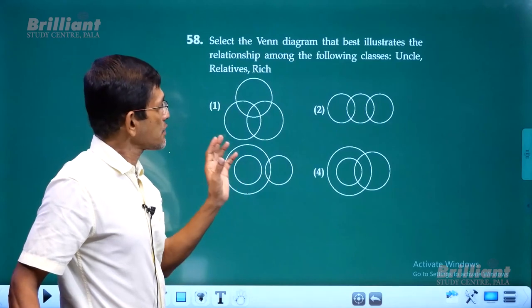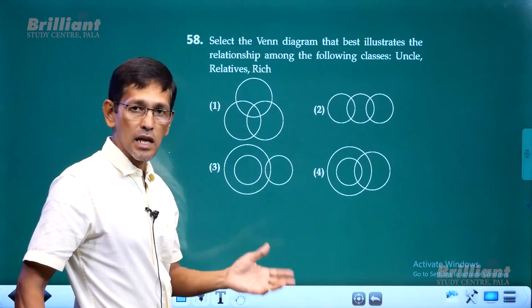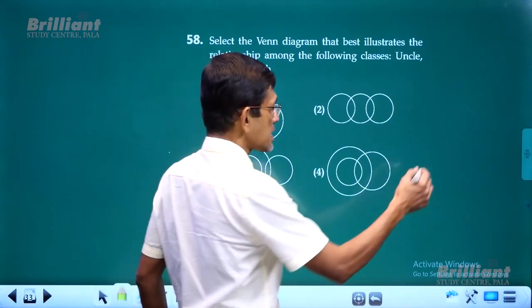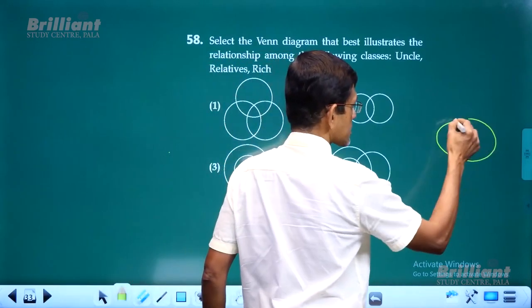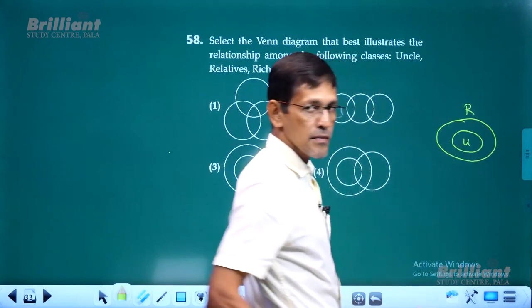So, well, we know that uncle is a relative. Uncle is a relative. So uncle must be inside the circle of what? Relatives. This is the relative circle. All uncles are relatives. Correct?